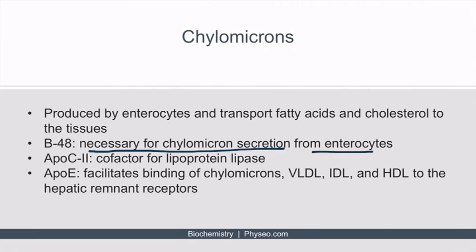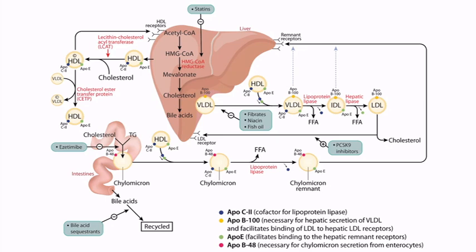ApoE facilitates the binding of chylomicrons, VLDL, IDL, and HDL to the hepatic remnant receptors. Now let's focus on VLDL, or very low density lipoprotein. Notice from the figure that VLDL is synthesized in the liver right here, and it contains ApoB100 initially.